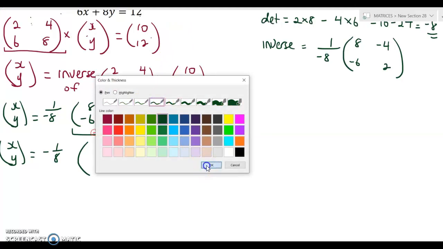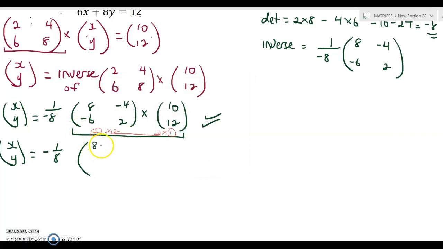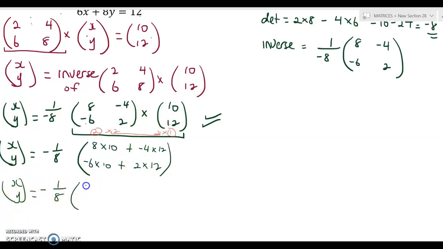So now 8 by 10: first row by the column, 8 by 10 plus minus 4 by 12. And then the second row by the column: minus 6 by 10 plus 2 by 12. And now we're just going to simplify. So x y is equal to, that is 4 by 12, and then minus 16 plus 24.